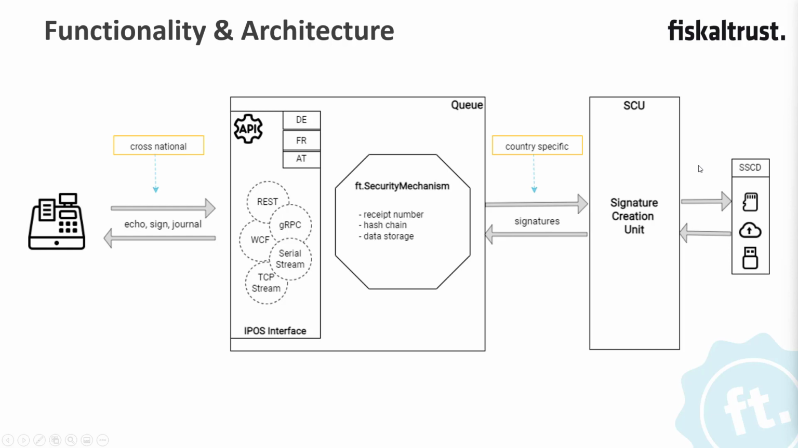So the middleware uses this abstraction of this device, the SCU, to perform the actual signing operation, and it gets back some signatures that are then sent back to the POS software. These contain information about what you need to print onto the receipt, and it's already prepared in a way so that you can do this very easily. The only thing left to do is to store the data, to print it, and then you're good.